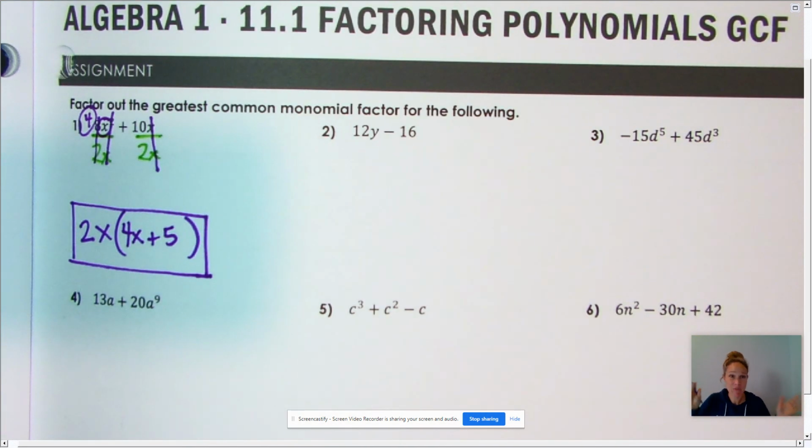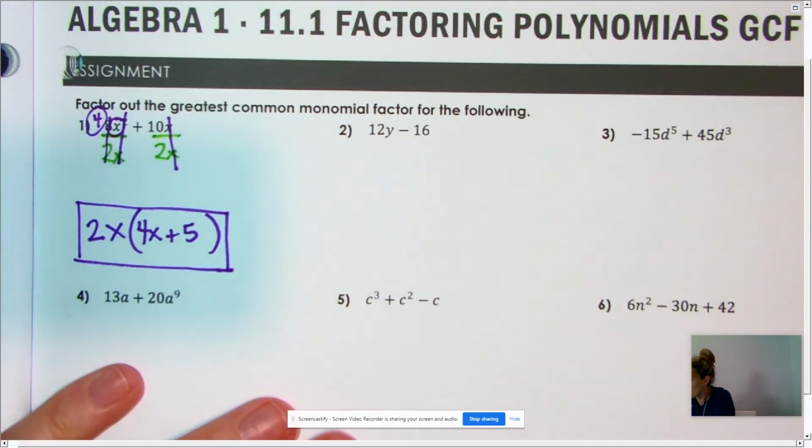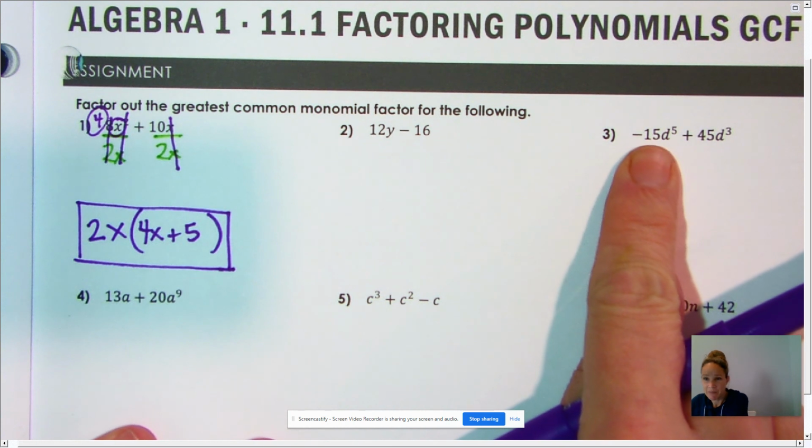Remember, at any given time, you can pause me, try to catch up, try the problem on your own first, and then see if you did it right. So we're going to go on to number 3. Oh dear, this is kind of a long one.